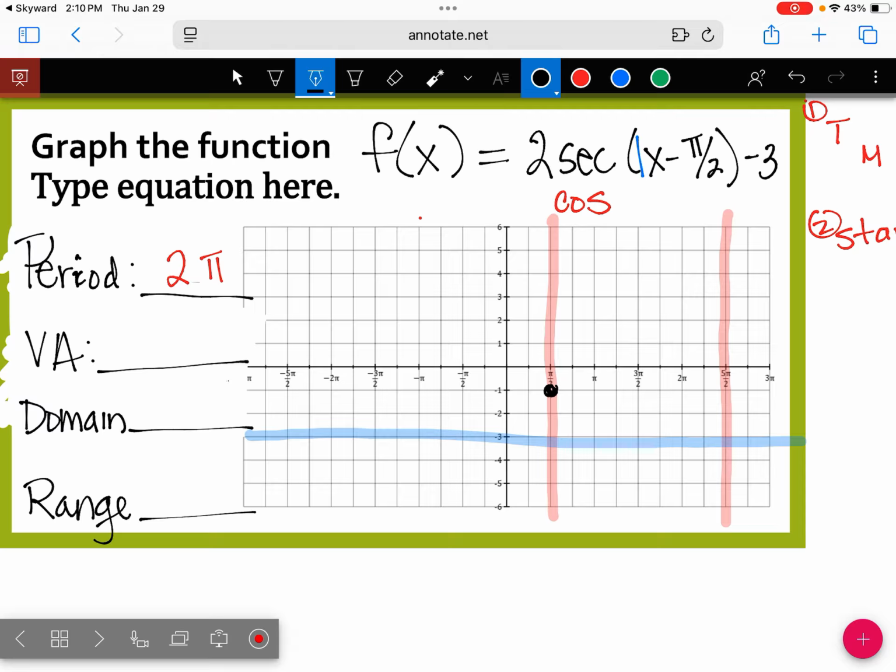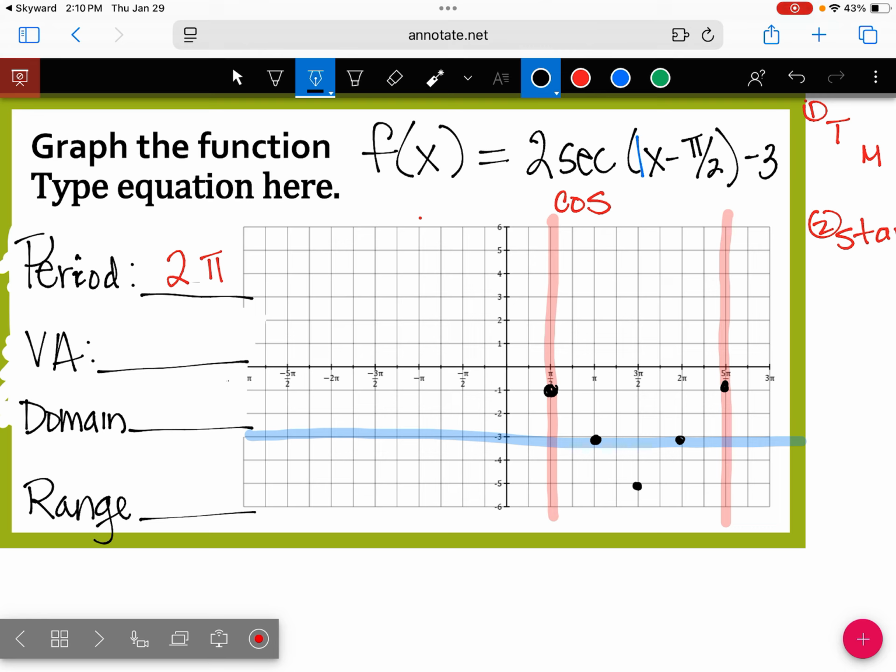Then you're going to hop 2 times and you're going to go to the middle. You should be on the midline at pi. And then you're going to go to the bottom, which is -5. Hop 2 times, you're back on the midline. Hop 2 times, you end at the top.